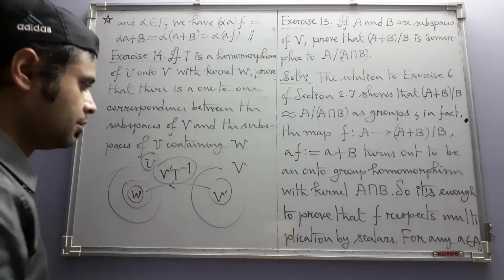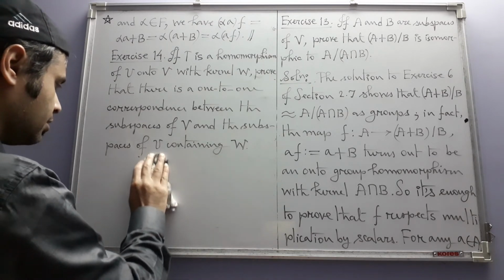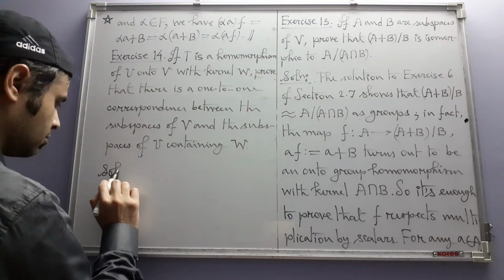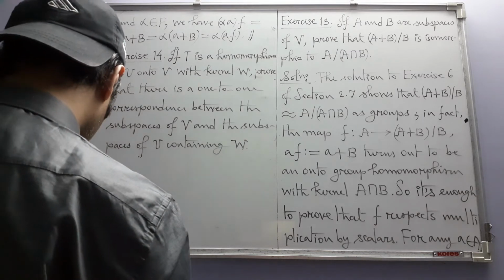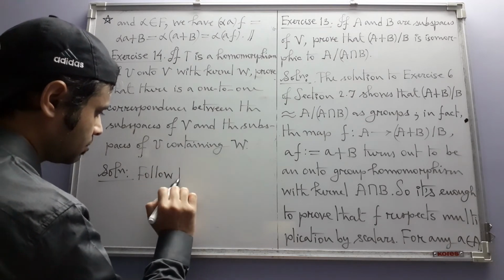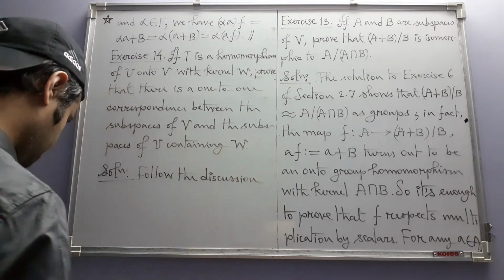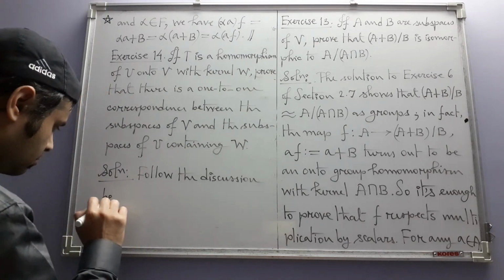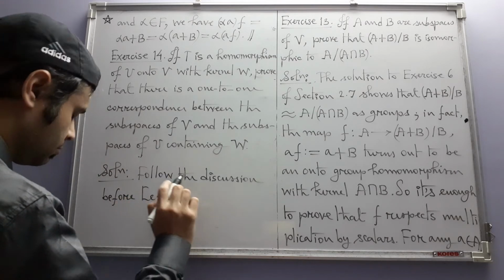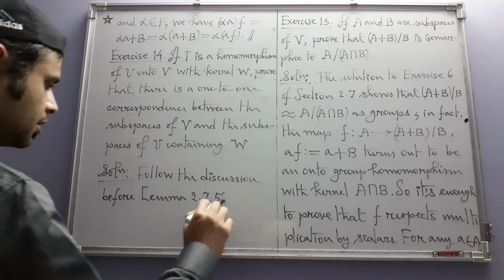and group homomorphism. So instead of again going through all those things, we are just going to write a hint of a solution, and we are going to call that hint itself the solution. Follow the discussion. Before lemma 275. So this is in group theory. You proceed accordingly, you will get the thing.